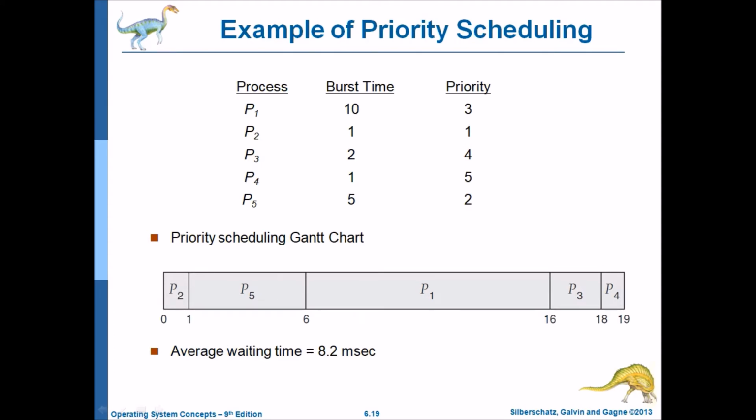So we have 1 plus 6 plus 16 plus 18 plus 0, because P2 has 0 waiting time. So we have the average waiting time of 8.2 milliseconds.